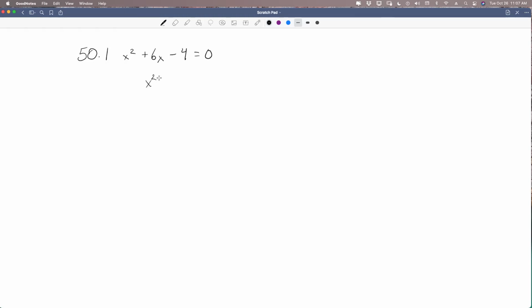So we're going to set the values of x apart by adding 4 to both sides. Okay, now we're going to take our middle term of 6 and we are going to divide it by 2 and then square it. 6 divided by 2 is 3. 3 squared is 9. So x squared plus 6x plus 9. But whatever we do to this side, we have to do over here. So 4 plus 9 is 13.